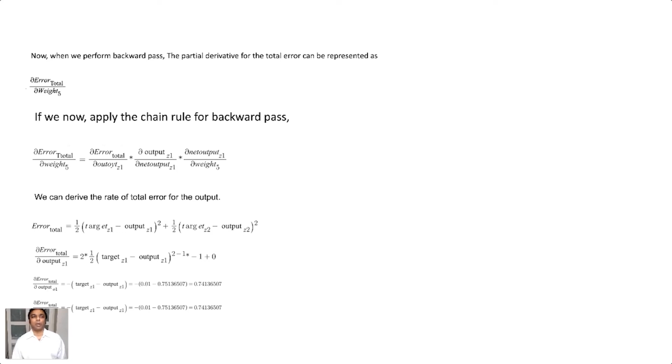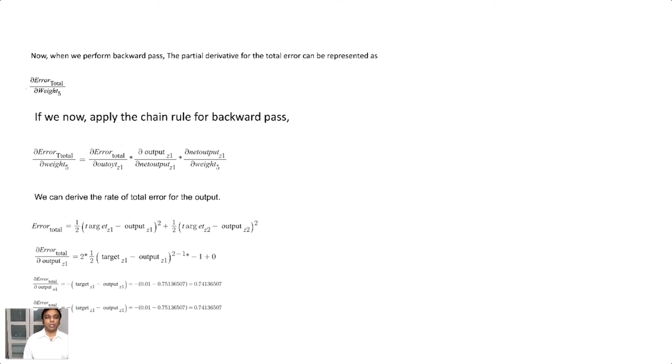Now that we simply applied a forward pass just now, we're going to take a look at the backward pass. Again, you're going to represent the total error by the weight 5. If you apply the same chain rule we spoke about to a backward pass, you simply apply the total error by weight 5, and then for whatever output we got from the Z1, you divide the error total by the output of Z1, multiplied by the output of Z1 by the net output of Z1, and the net output of Z1 by weight 5.